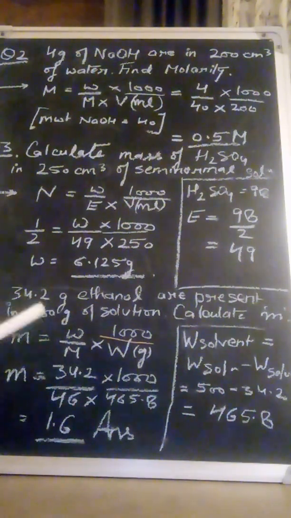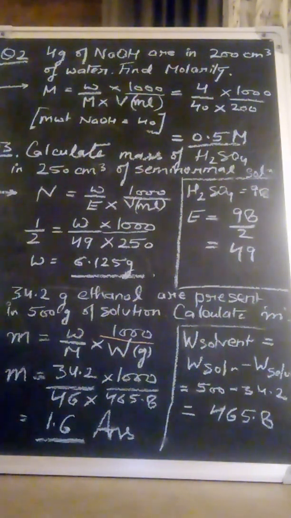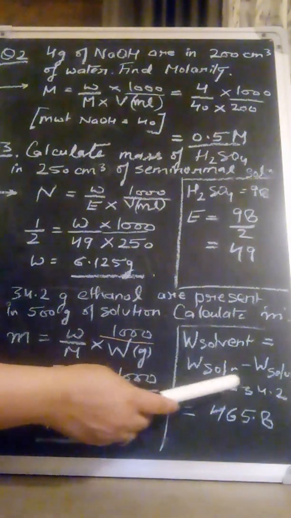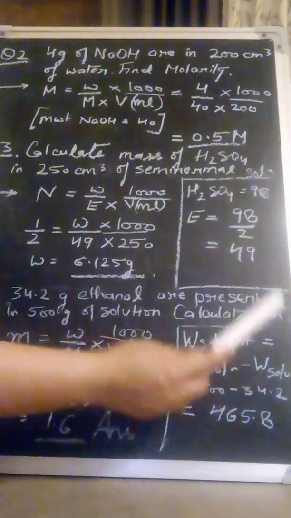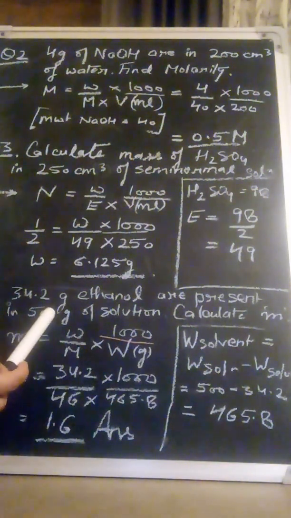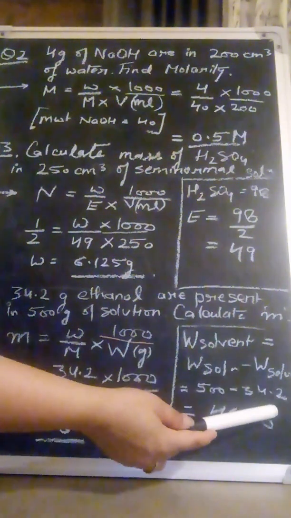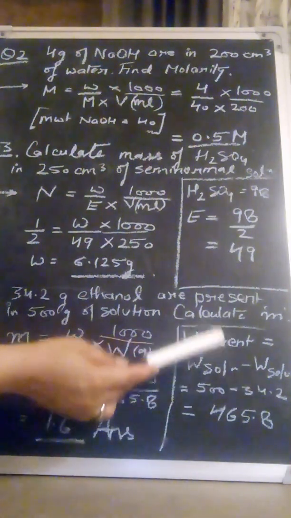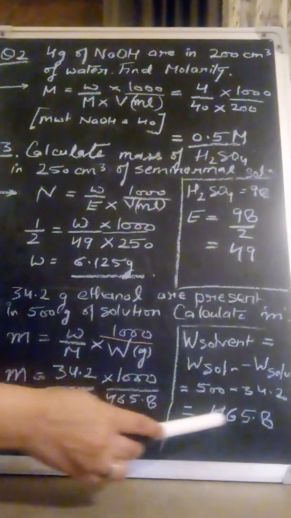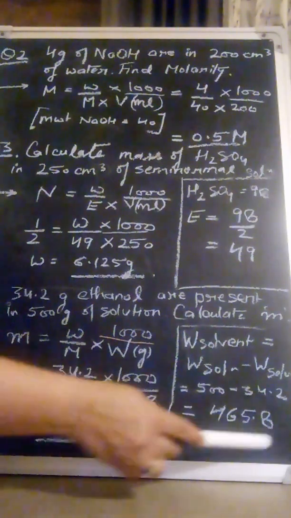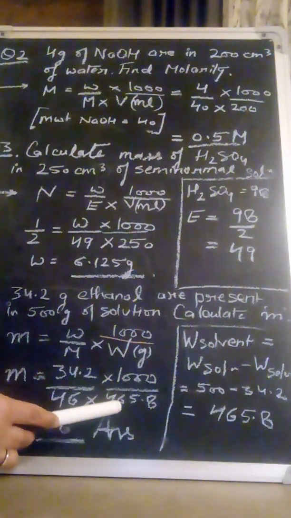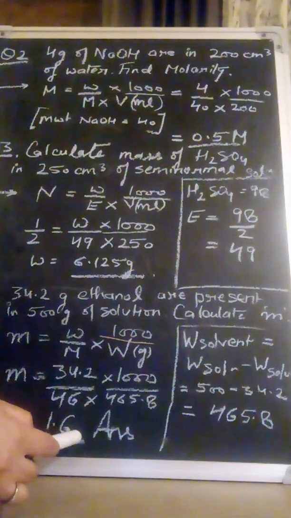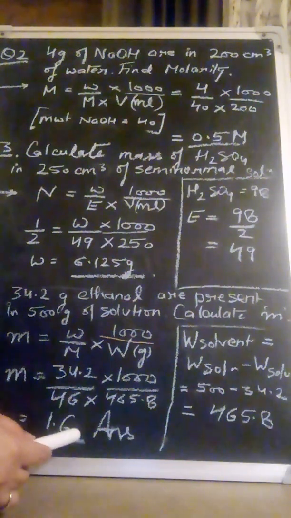How would we do it? You know that solute plus solvent form solution. So the weight of solvent will be the weight of solution minus the weight of solute. What is the weight of solution given? 500 gram, minus the weight of solute, which is 34.2. This is given for ethanol, 34.2. So what is the weight of solvent? 465.8. This is the weight of the solvent. This you are going to take here, the weight of the solvent in grams, and you put 1000 here, you get the answer 1.6. So molality is 1.6.